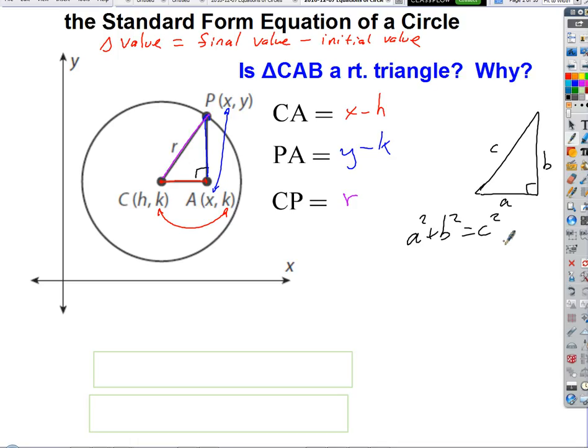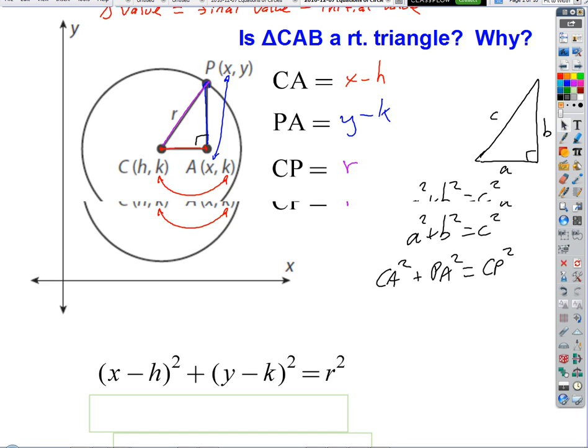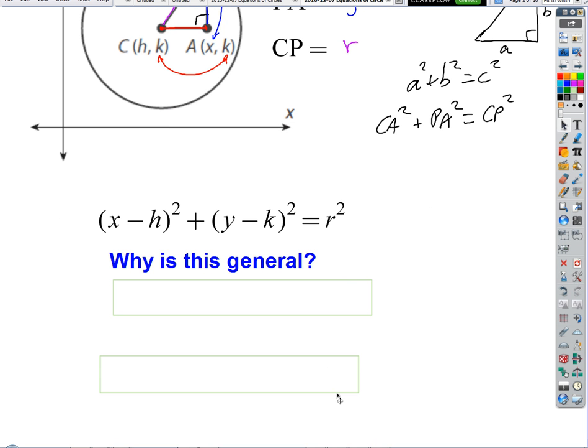So we don't have A, B, and C. We have CA and PA as the lengths of the legs instead of A and B, and the hypotenuse is CP, right? So ours would just become CA squared plus PA squared equals CP squared, right? Well, we know what those are, right? CA is x minus h, PA is y minus k, and CP is r. So then this relationship just becomes that, right? It turns out that's the standard form equation for any circle, right?